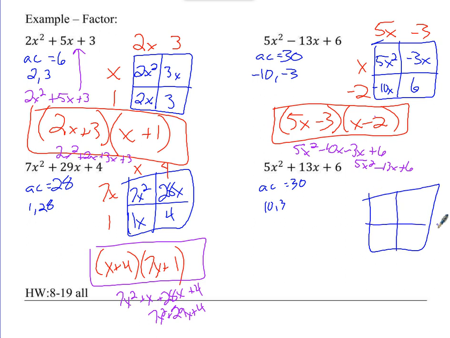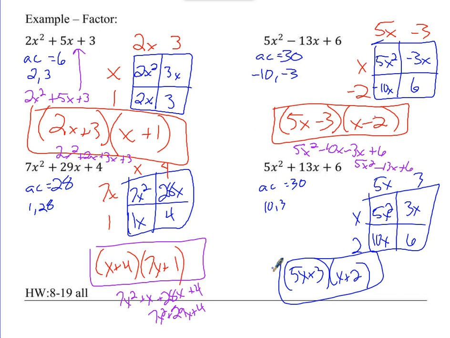Draw my box. First box, first term, 5x squared. Last box, last term, 6. My two numbers, 10x, 3x. I'm ready to factor out the GCF. GCF here is just x. GCF here is 2. GCF down my first column is 5x. GCF down my last column is 3. I'm ready to go. 5x plus 3 times x plus 2.